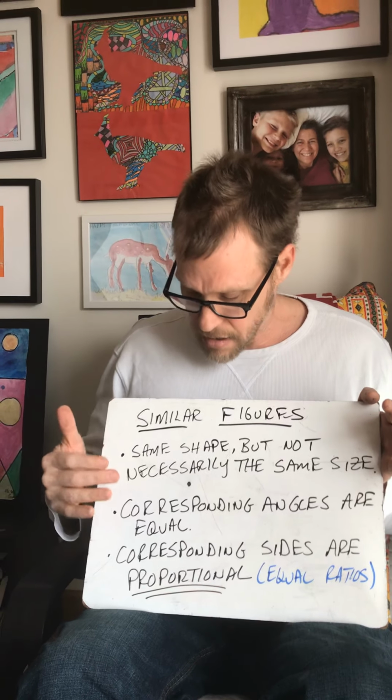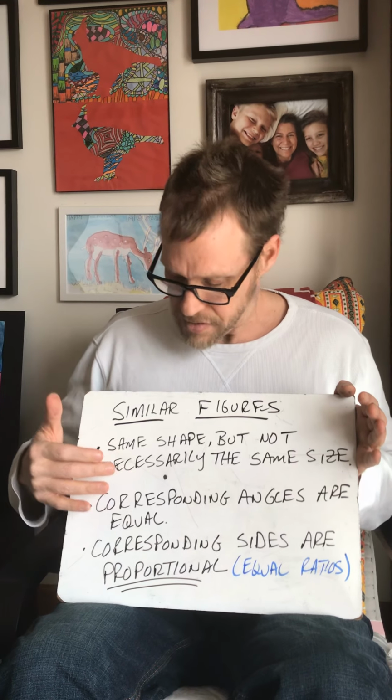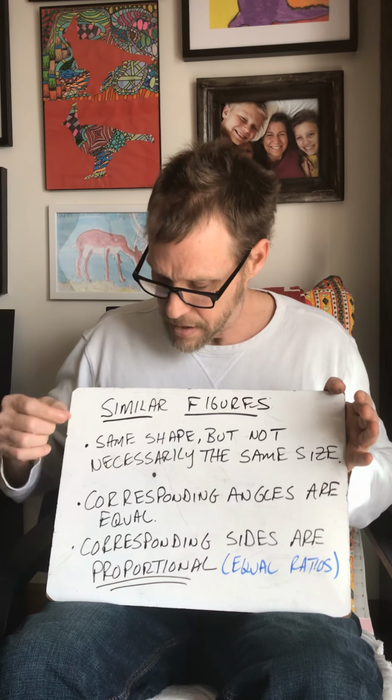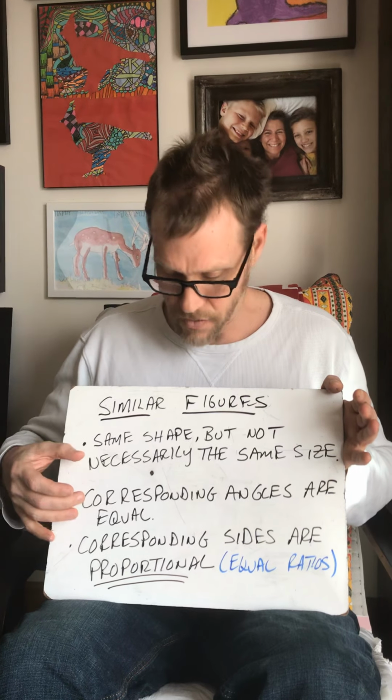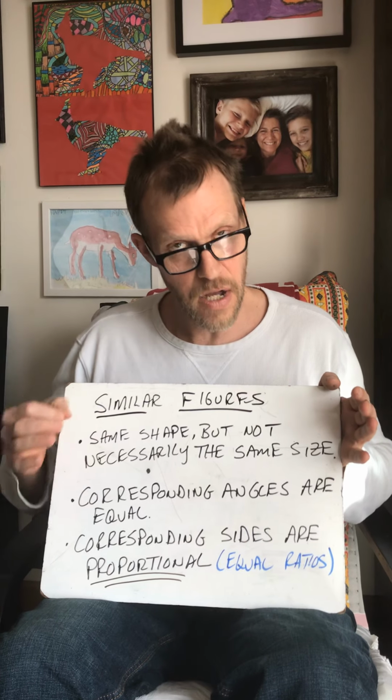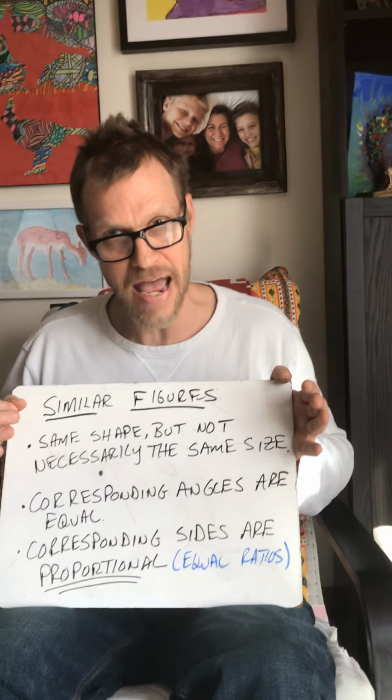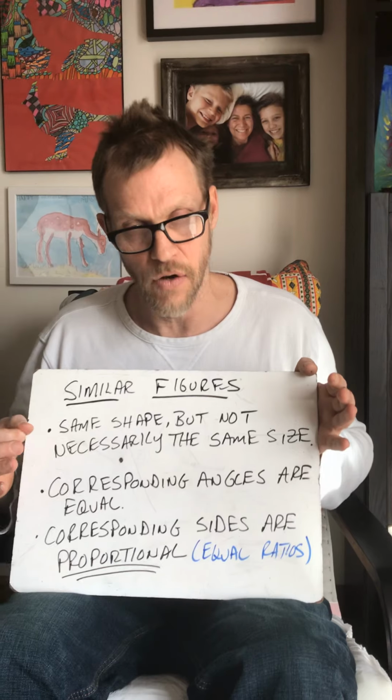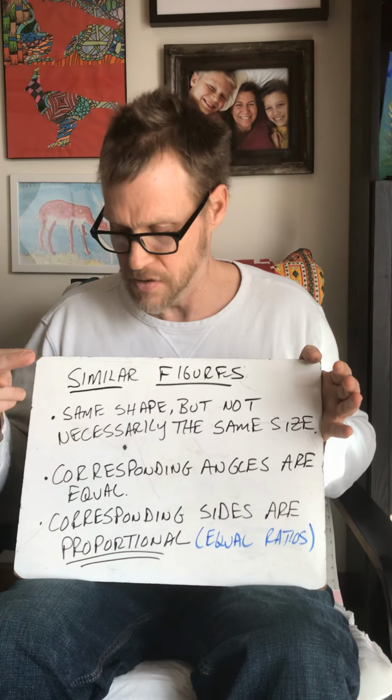You're going to hear me talk a lot about corresponding parts. There are 2 things that have to occur with similar figures. First, the corresponding angles are equal. We'll talk about what corresponding means, but they have to be equal. If they're not, you don't have similar figures. You're going to hear me use the word corresponding.